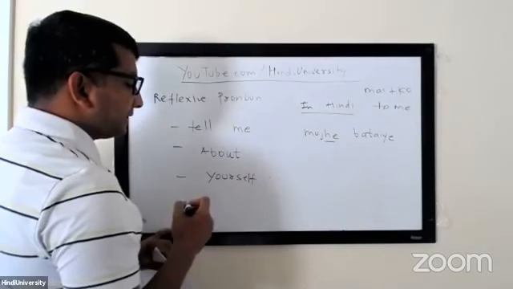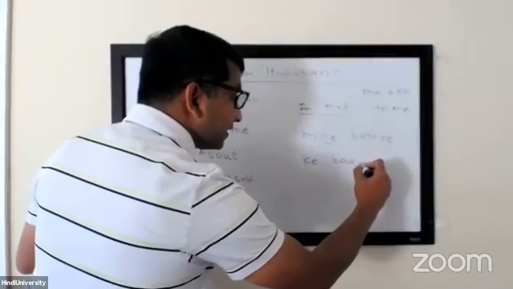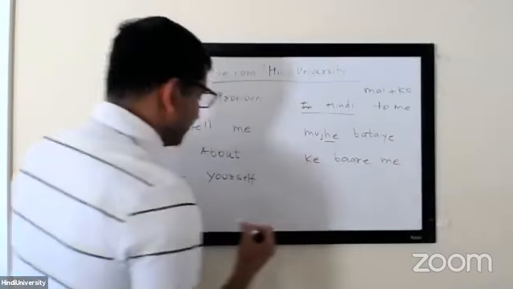Second one, Rita ji, about. के बारे में. के बारे में. Very good, right? के बारे में. Yourself.